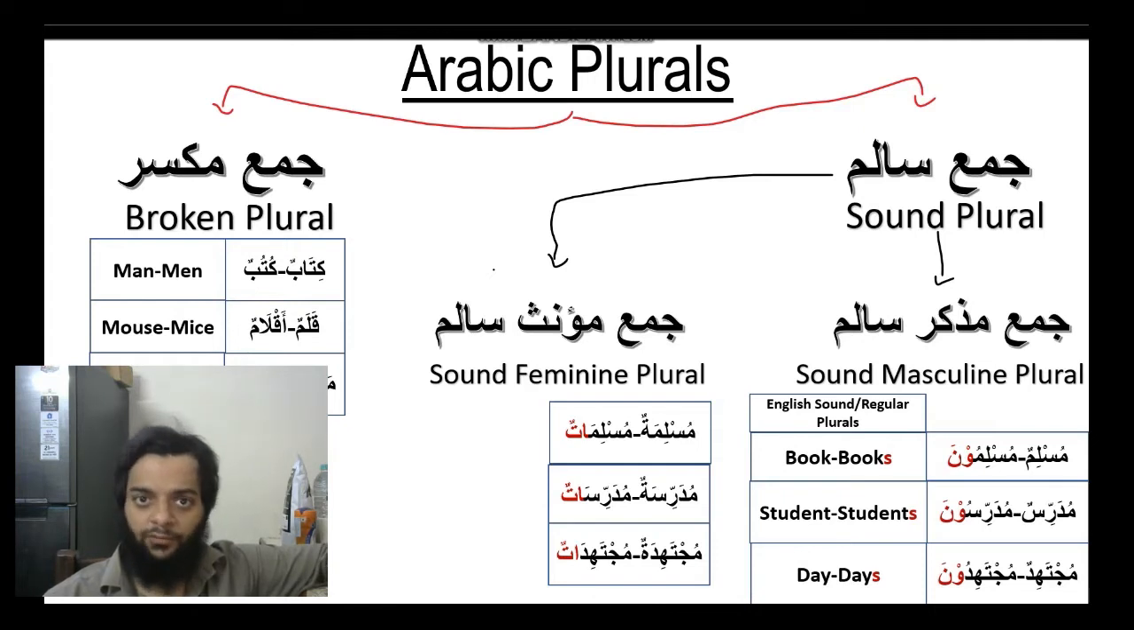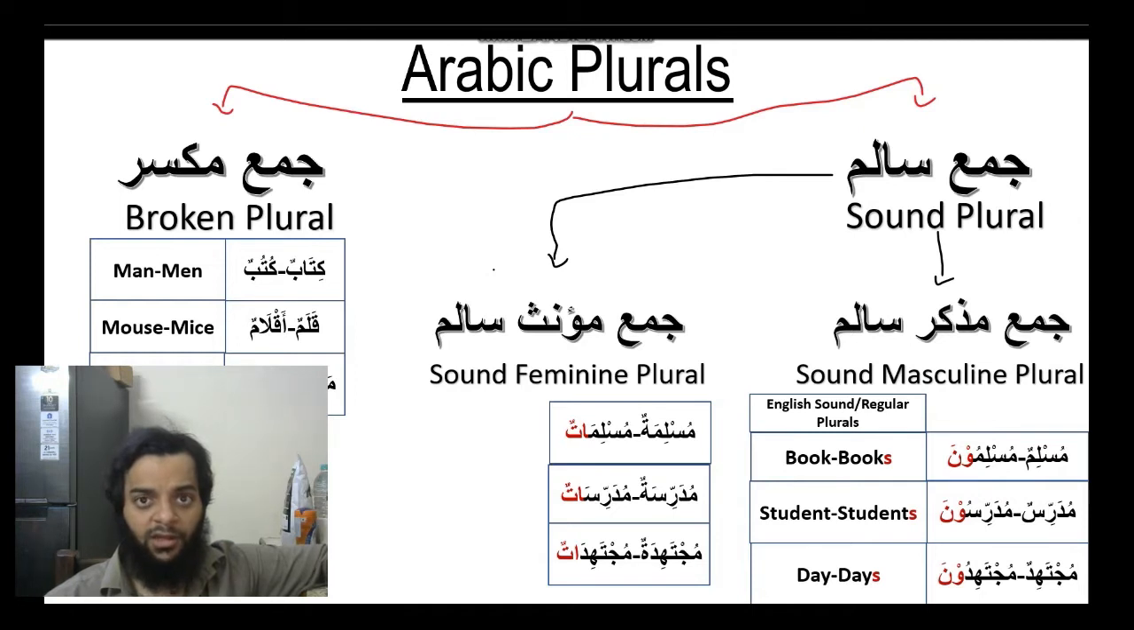A similar thing is also found in English. You can see book, its plural is books. The original singular form is still there, you just added this s at the end. Same with student, students. The singular original form is there, you just added s at the end. Day, days.